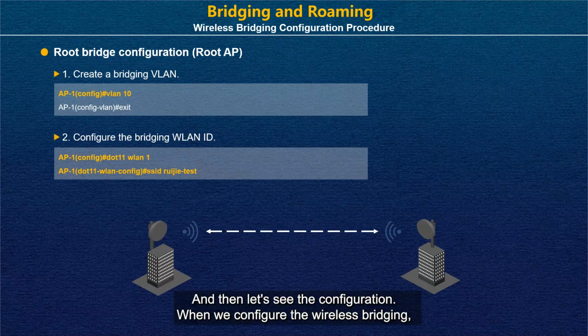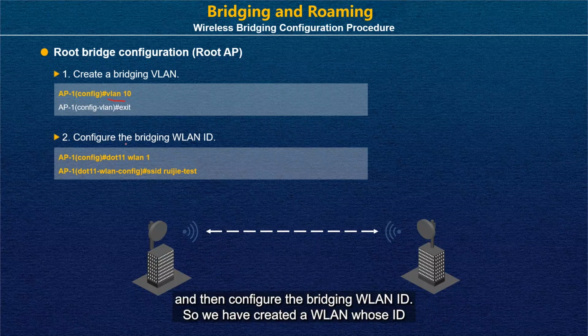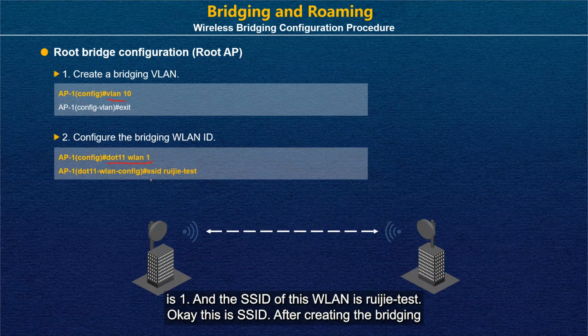And then let's see the configuration. When we configure wireless bridging, the first step is to create a bridging VLAN, VLAN 10. And then configure the bridging WLAN ID, dot11 WLAN 1. So we have created the WLAN whose ID is 1, and the SSID of this WLAN is Ruijie test. Okay, this is the SSID.